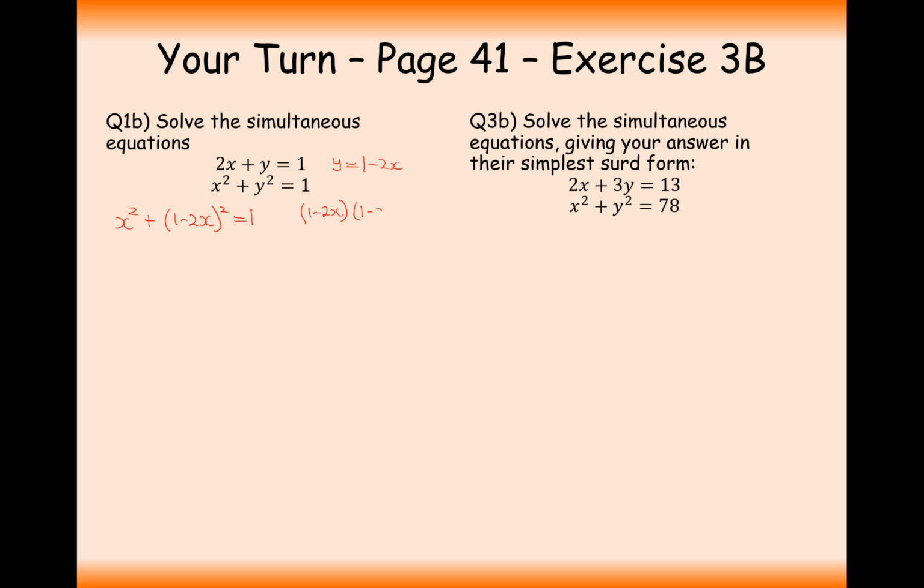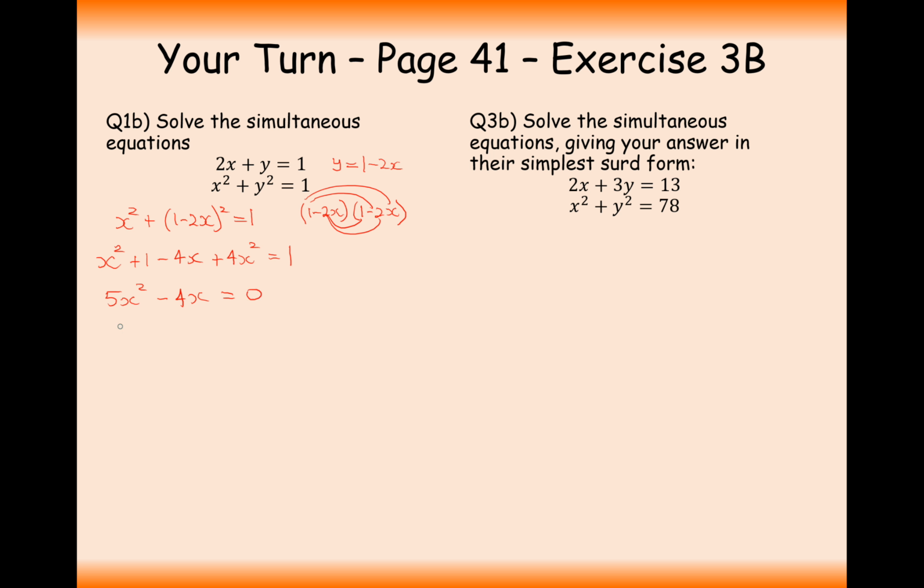So 1 minus 2x times 1 minus 2x is how I'm going to do this, and I'm going to make sure that I expand my brackets properly. So my answer here is going to be x squared from the x squared at the front here, add 1 minus 4x in total plus 4x squared equals 1. And then these 1's are going to cancel out on both sides, so I'm just going to be left with 5x squared minus 4x equals 0.